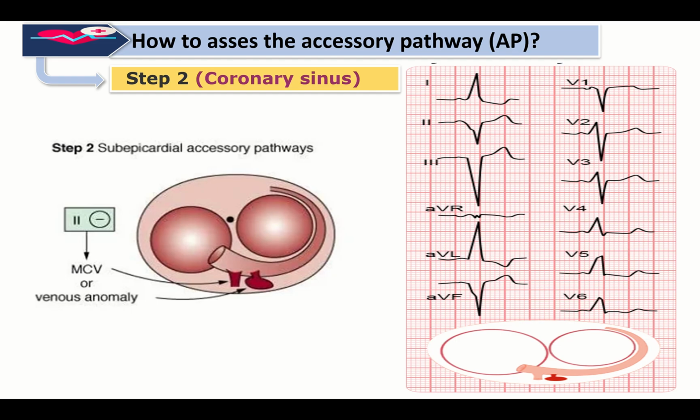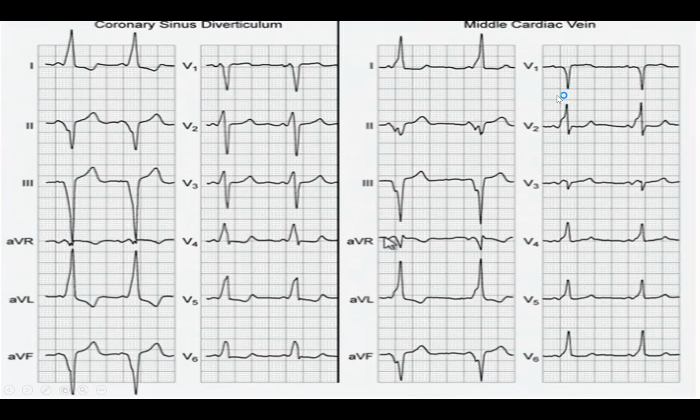Step number 2, is it an epicardial accessory pathway, subepicardial, middle cardiac vein, or great vessel? Let's see. We can appreciate in lead 2 a manifest negative delta wave that starts earlier than the other delta waves. Here we can appreciate a clear epicardial accessory pathway in the middle cardiac vein and in the coronary sinus itself. Look at lead 2. This is the key.